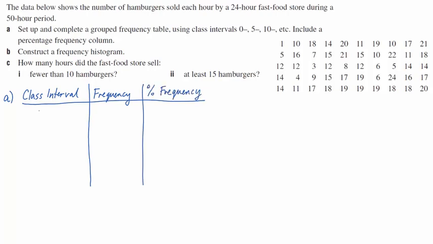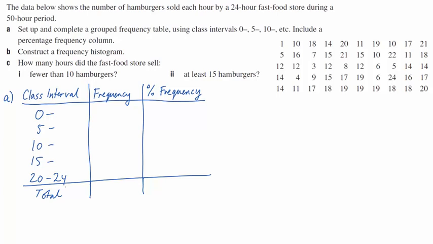So we've got our class intervals there, 0, 5, 10, 15, and we're going to make a maximum of 24 on that last one because that's the largest value. 1 hour they sold 24 burgers. And to work out the frequency, we're going to need to look and count how many are in the different ranges. So greater than or equal to 0, but less than 5, just counting them out, there's a 1, a 3, and a 4, so that happened 3 times.